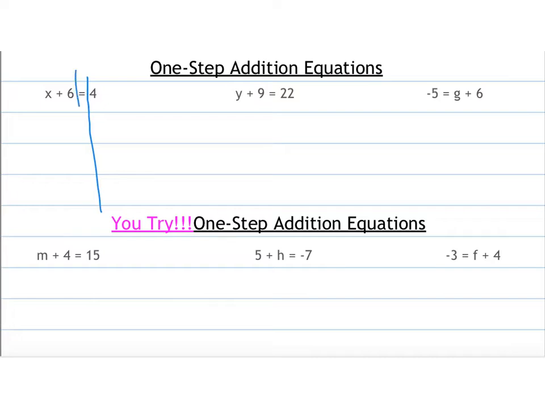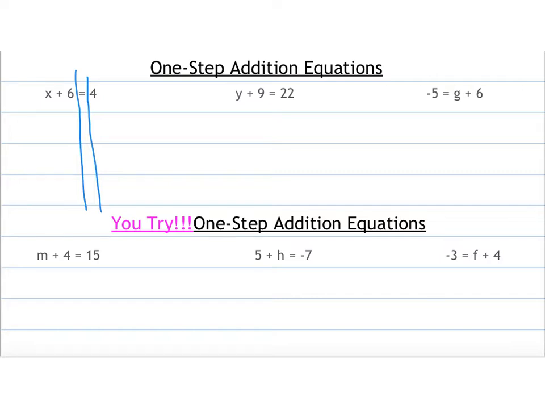Then we're going to draw a slide or train tracks. I'm just going to call it a slide. The purpose of that is to separate the left and the right side. The slide is just 2 straight parallel lines that go down and stay straight, so it truly separates the left from the right. Okay, x plus 6 equals 4. So we're asking ourselves, what number plus 6 equals 4?